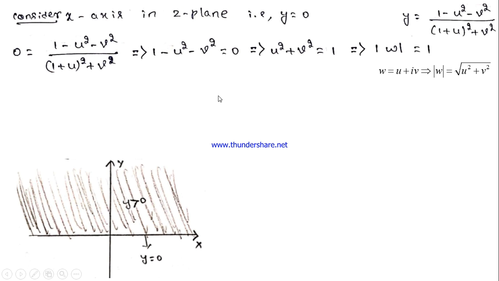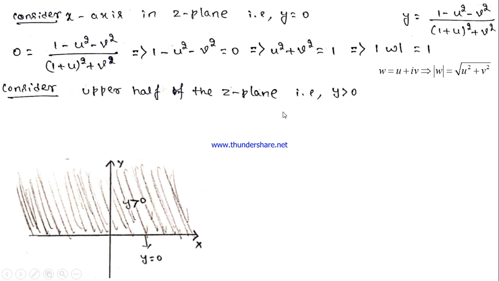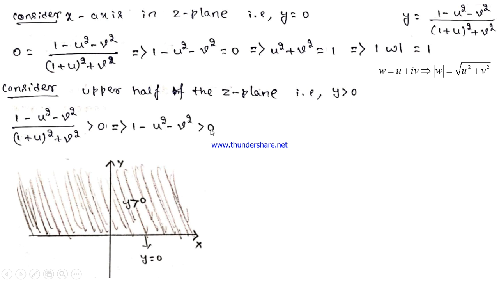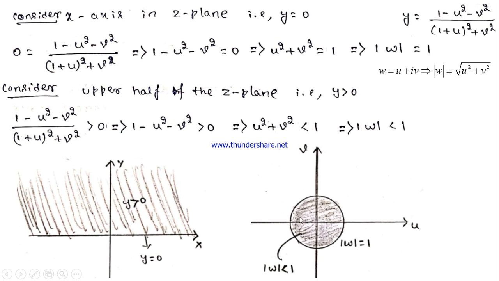Further, I am supposed to consider the points with y > 0. This means the first and second quadrants, all points from the first and second quadrant we are talking about. If I substitute this expression in the place of y, cross multiplication gives 1 − u² − v² > 0, which means u² + v² < 1. So that says |w| < 1, and |w| < 1 is nothing but the set of all points lying within this circle.